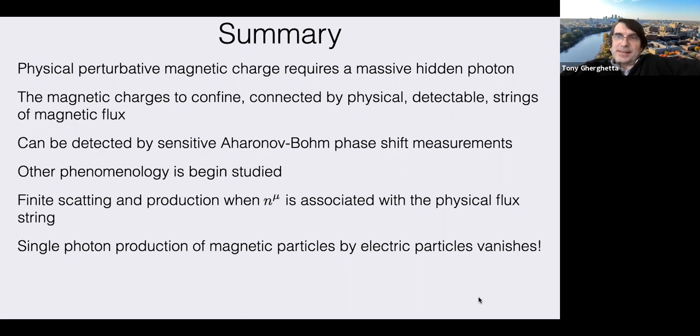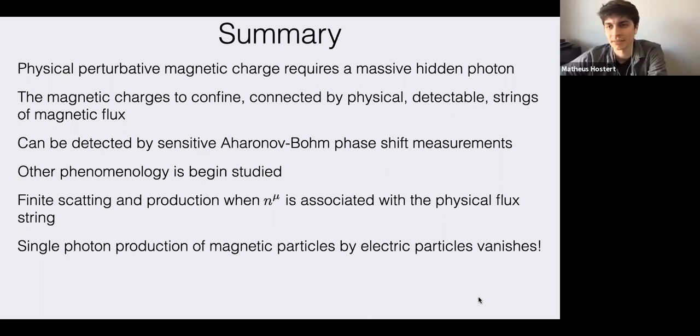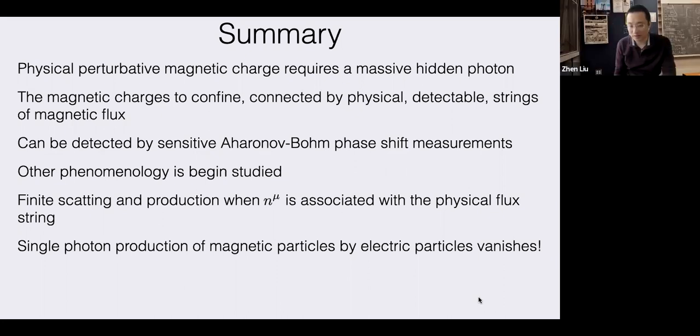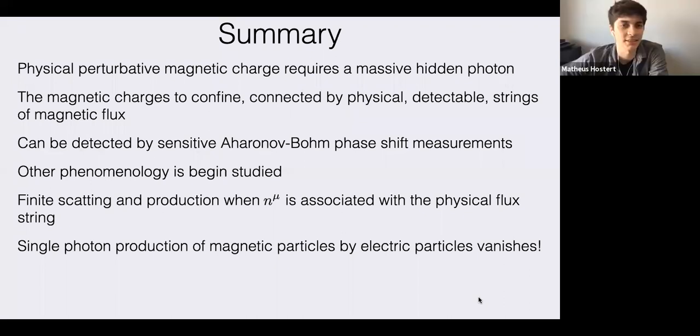Are there other questions? Yeah, Matthias, go ahead. I was just wondering, what would be the minimal model for this? Would it be something like an SU(2) in the dark sector, and then I guess you break that, and you end up with kinetic mixing between the U(1) and the dark sector.